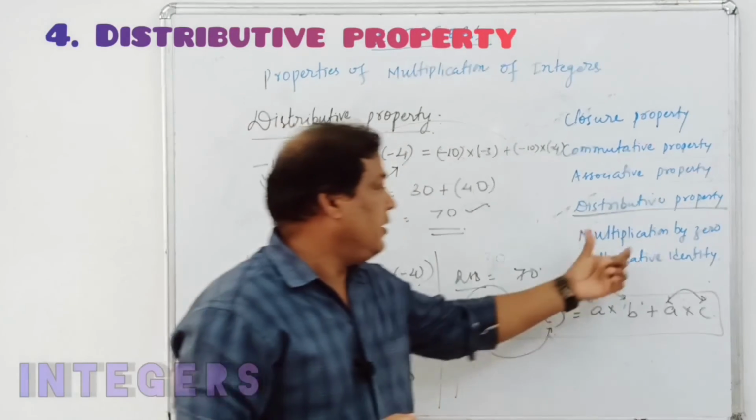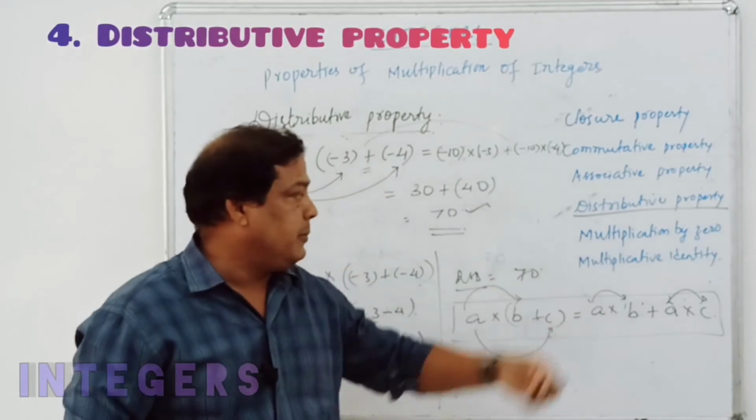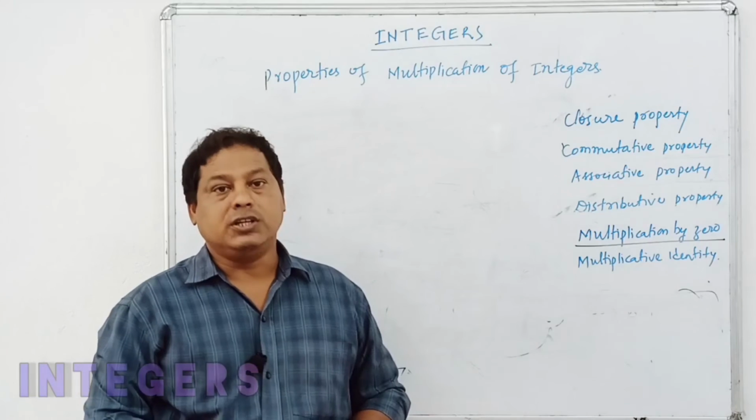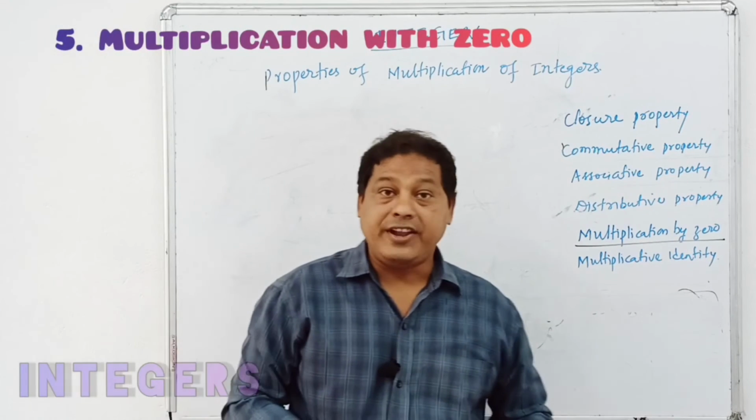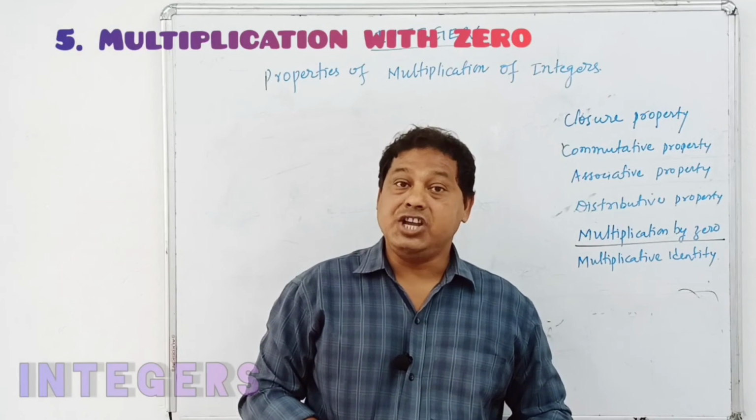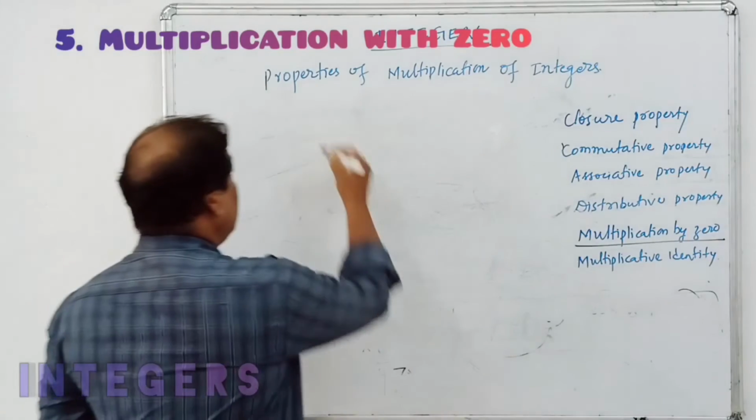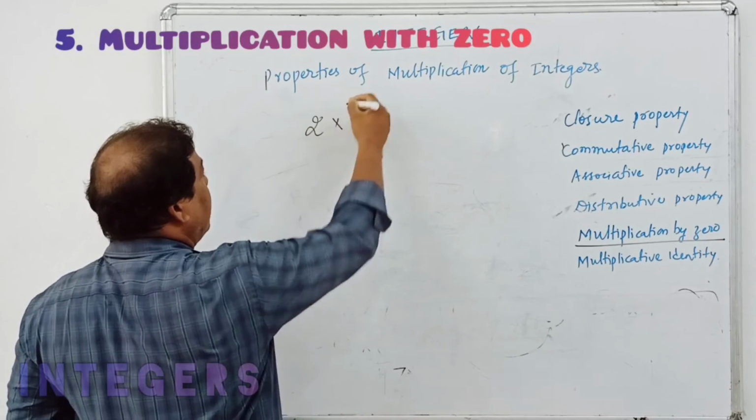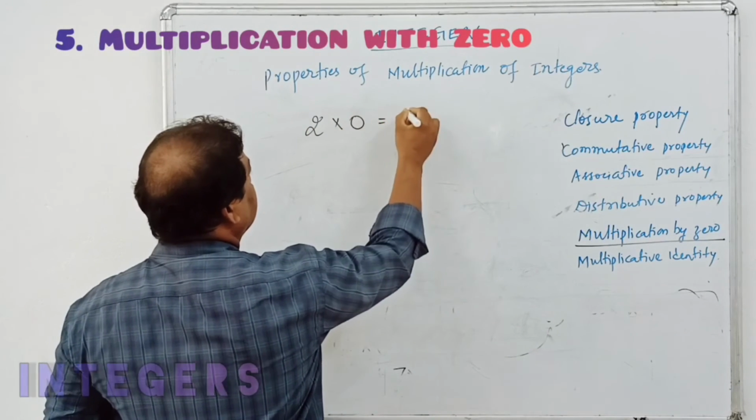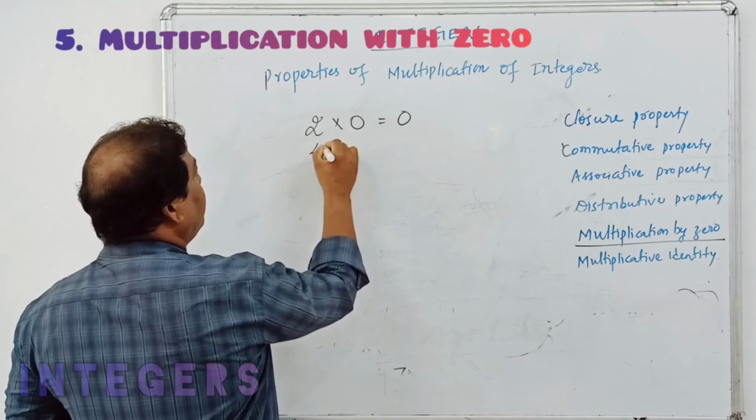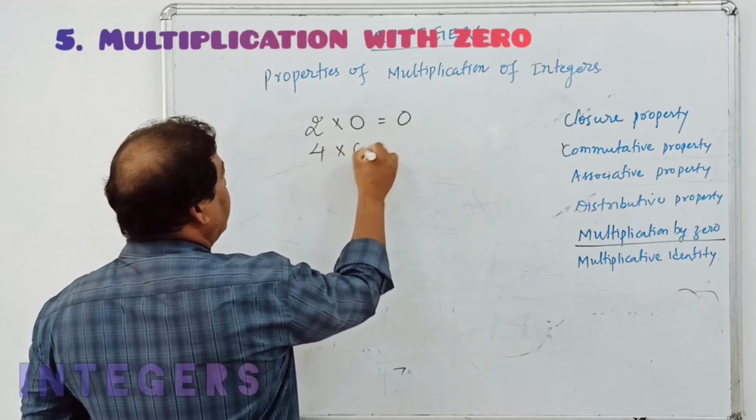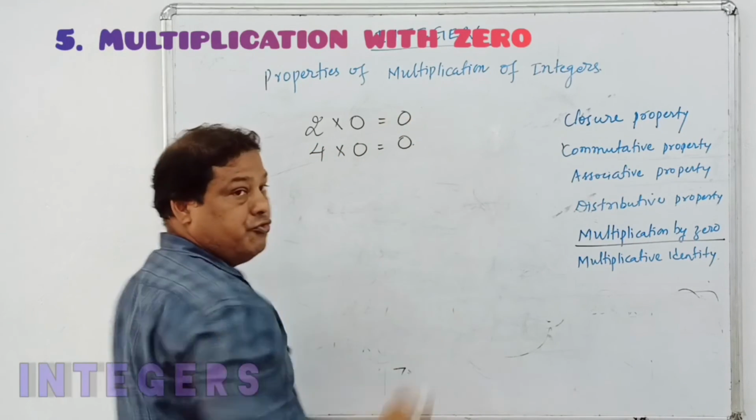Now we will see the next topic, that is multiplication by 0. We know that any whole number when multiplied by 0 gives 0. See, 2 is a whole number. When multiplied with 0, it will become 0. 4 is a whole number, multiplied with 0, that is 0.